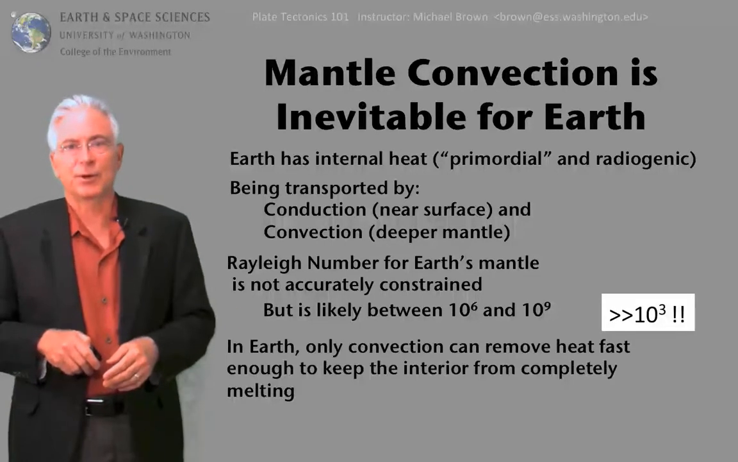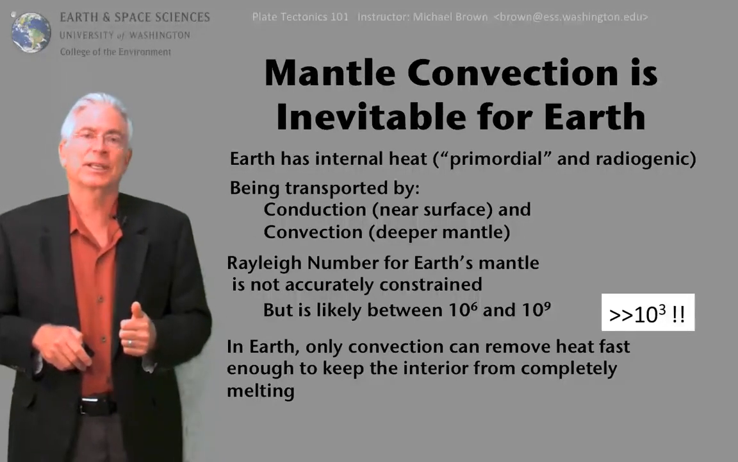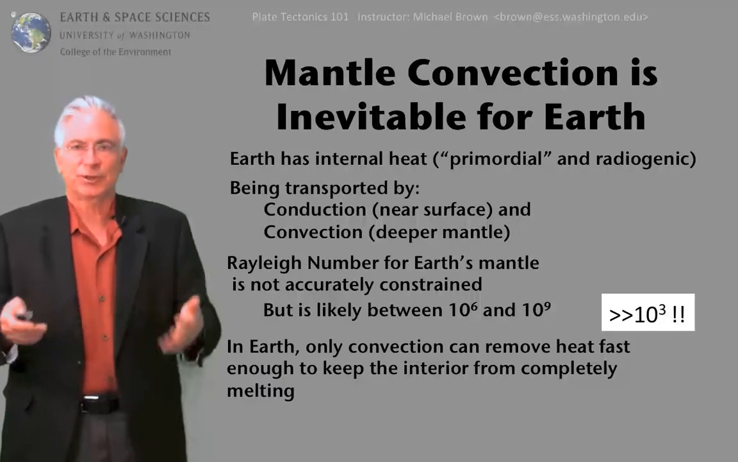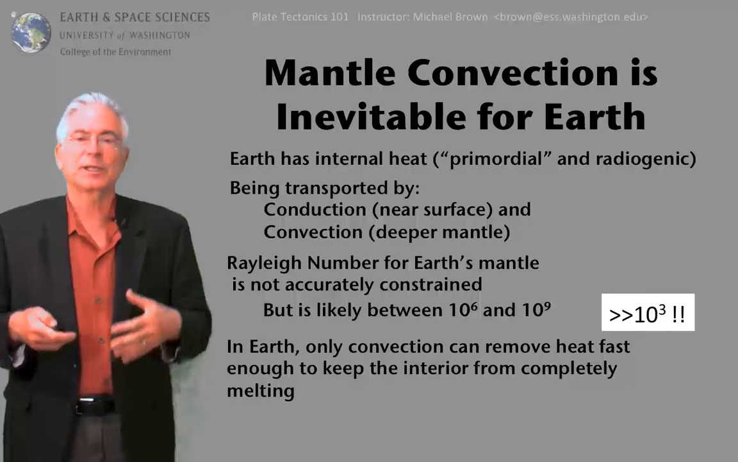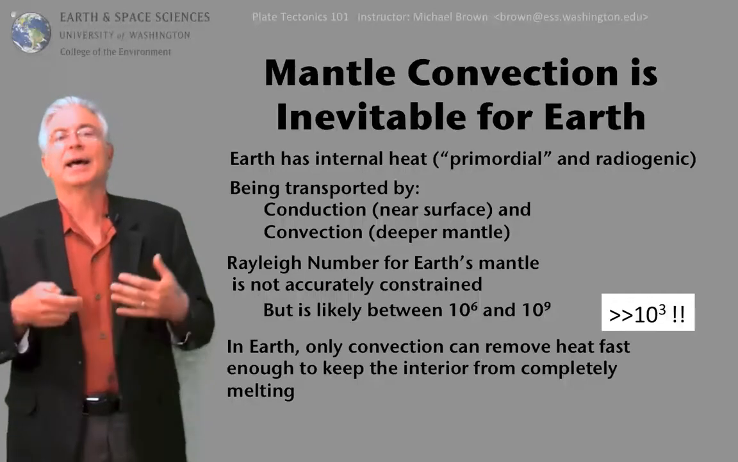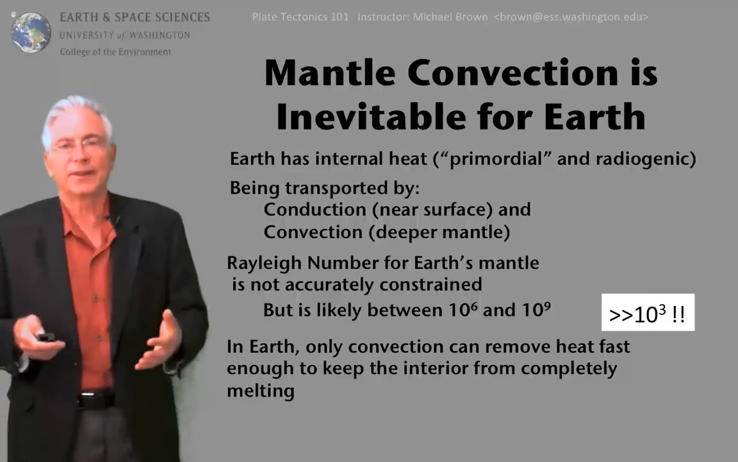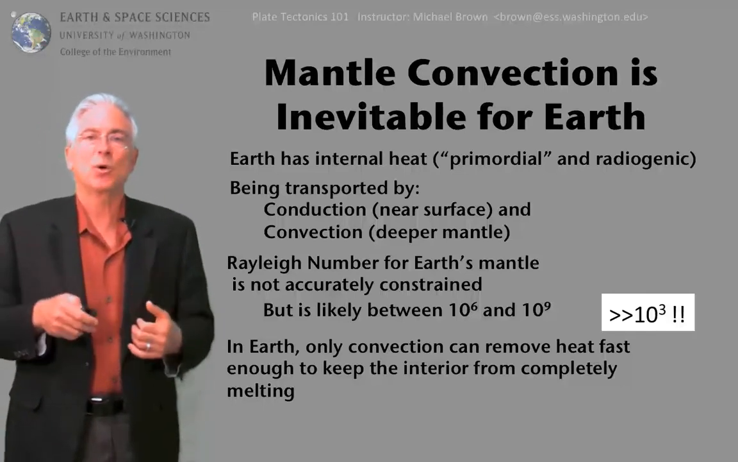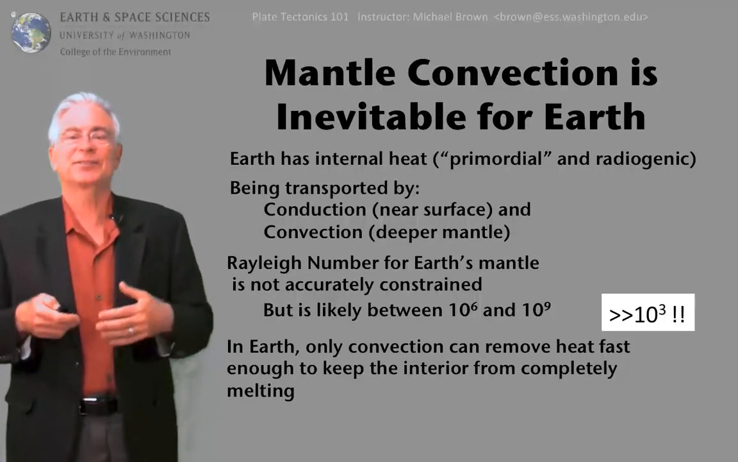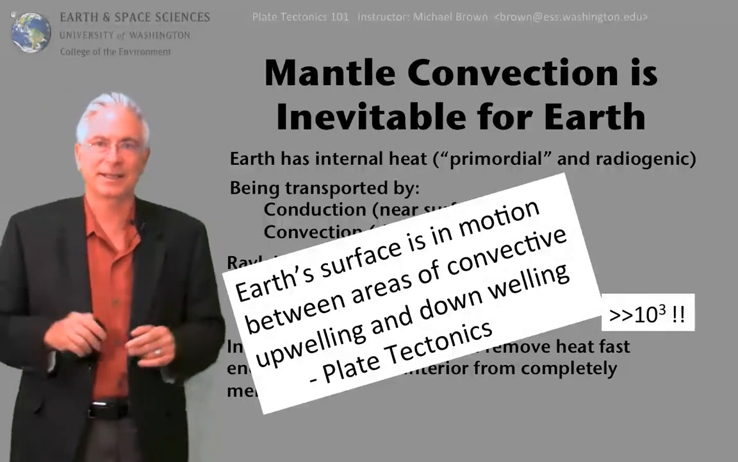Another way of putting this, though, is that in Earth, only convection can remove heat fast enough to keep the interior from completely melting. If we didn't have convection, the Earth's interior would lose heat too slowly. The radiogenic heat produced within would cause it to get hotter and hotter and hotter, and eventually, if there were not convection, it would get hot enough to melt. Convection is in fact keeping the mantle cold enough so that it is always solid, but it is hot enough to be ductile enough to convect. We'll talk about this more in the next video.